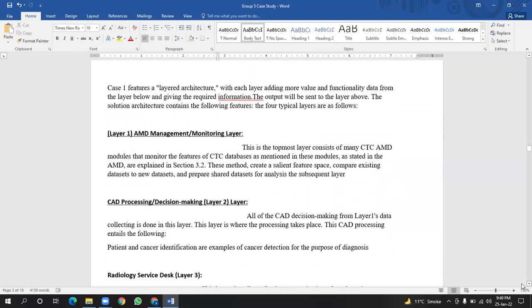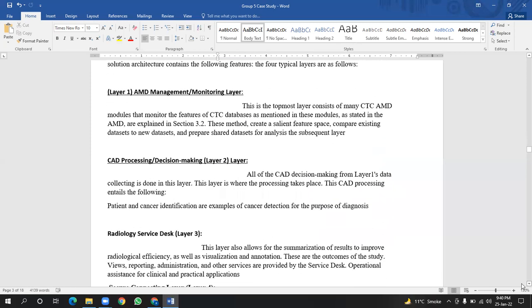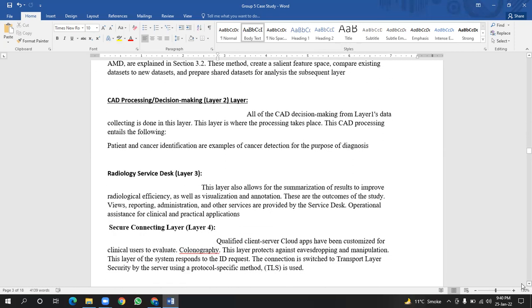In layer one, AMD management monitoring data, this topmost layer consists of the managed CT AMD module that monitors the features of the CT database. In this layer, we create a silent feature space, compare existing data to the new dataset, and prepare the shared dataset for analysis in the subsequent layer. In the second layer, all of the CAD decision making from the layer one collection is done. This layer is where the processing takes place.